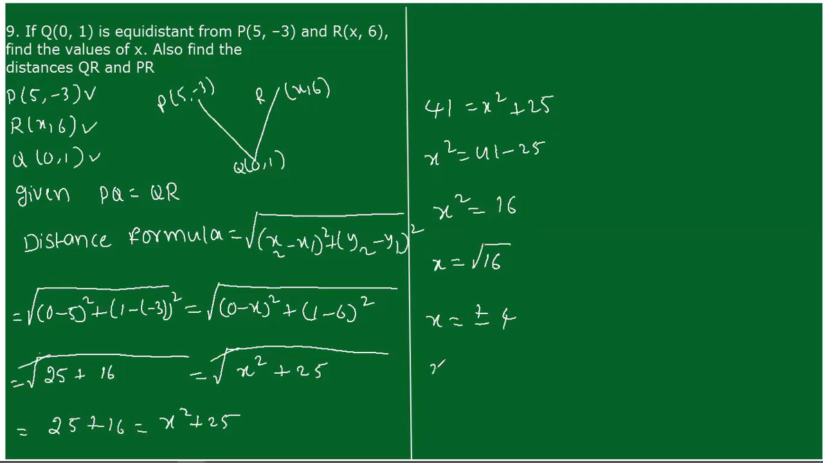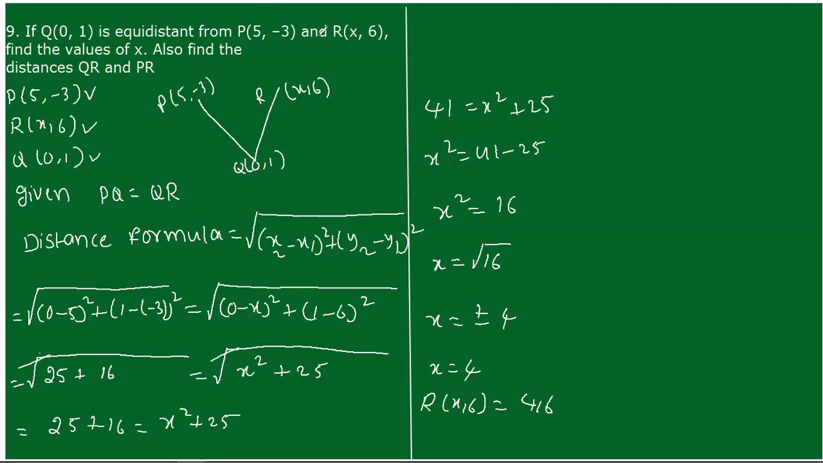So the x value is plus or minus 4. So we can take positive value or negative value. We can take positive value. The x value is 4. Okay, finally we found the x value 4. So the R point is (x, 6), so we can write it is (4, 6). Next, what are you asking? You're asking also to find the distances QR and PR. QR and PR. Okay, fine.